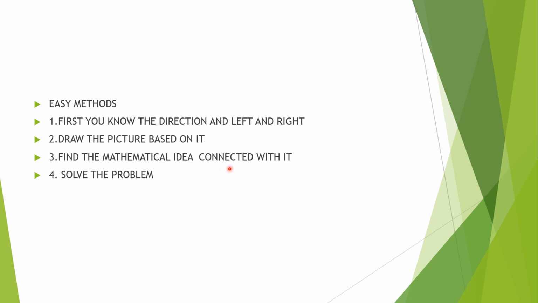Find the mathematical idea connected with it. When you draw the picture, you can see that there might be some mathematical connections. Sometimes it is based on square, sometimes on rectangle, sometimes on triangle. So you must know it when you draw the picture. After doing that, you can solve the problem. So these are the steps you have to follow: the directions you have to know, then the picture you have to make, then the mathematical idea, then you solve the problem. Then it is very easy for you to do the direction based question, okay?